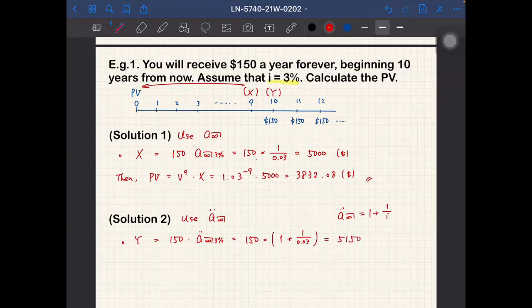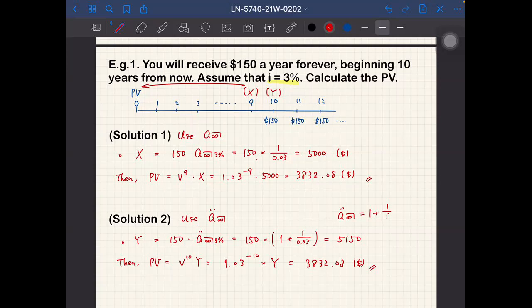Then what is the PV? Present value is 10 years before y. So v to the 10th power times y. So 1.03 to the negative 10th power times y. So you can get the same value, 3832.08. So in either way, we can get the same answer.